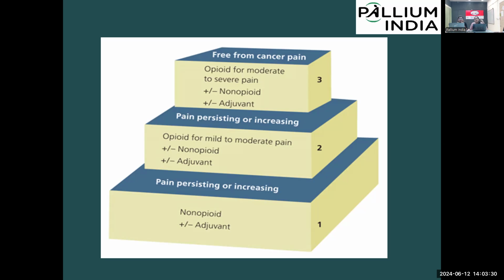And if the pain is even more severe, then we move on to step 3 of the WHO analgesic ladder. Step 3 includes opioids for moderate to severe pain, plus or minus non-opioids, plus or minus adjuvants. And I understand you have so far completed sessions till step 2. So today we will be dealing more with step 3 opioids.